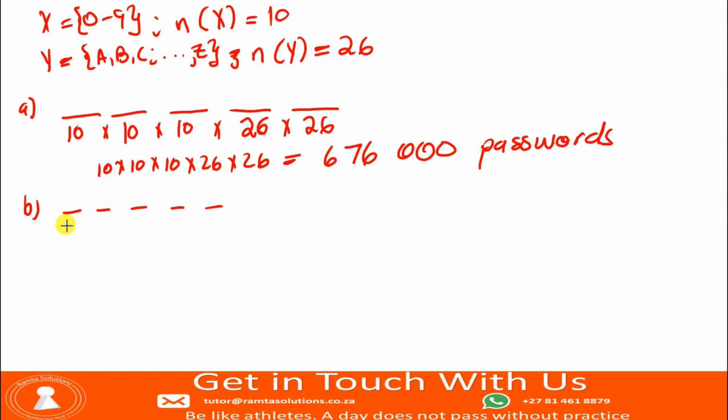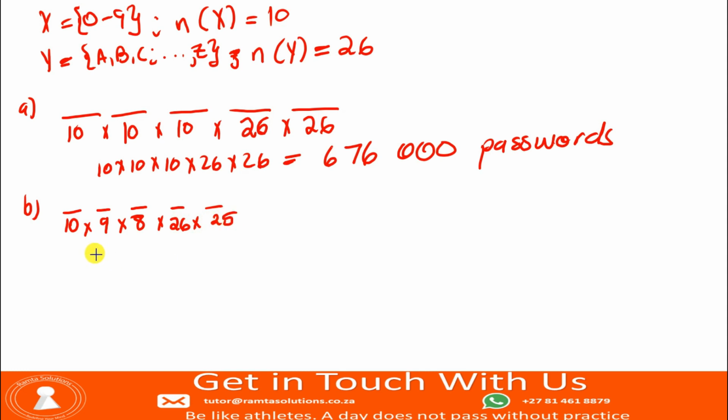We choose a number. For the first number, we have 10 to choose from. Since we cannot repeat it, we no longer have 10 but 9, and then we no longer have 9 but 8. For the alphabets, we have the whole 26 alphabets to choose from. When we have chosen an alphabet, it is out. We no longer have 26, but this time we have 25.